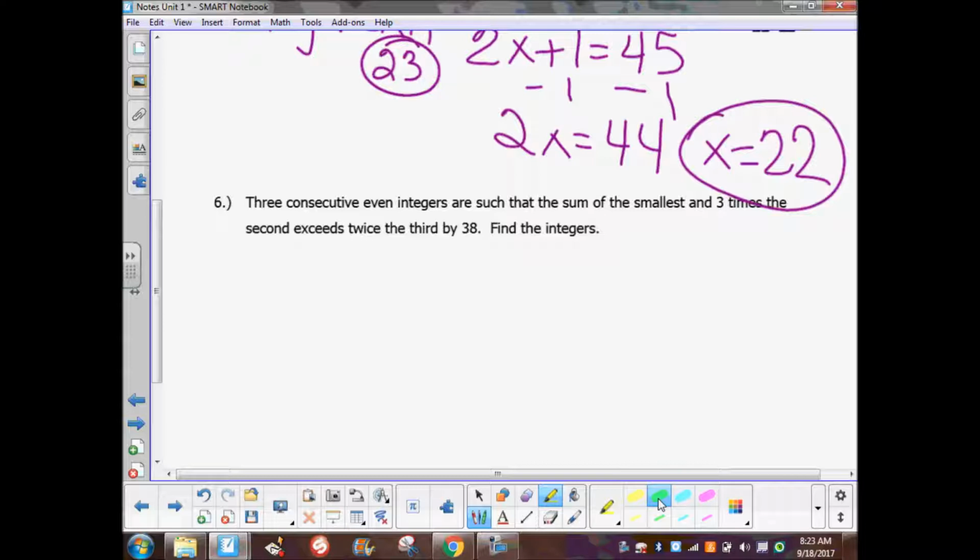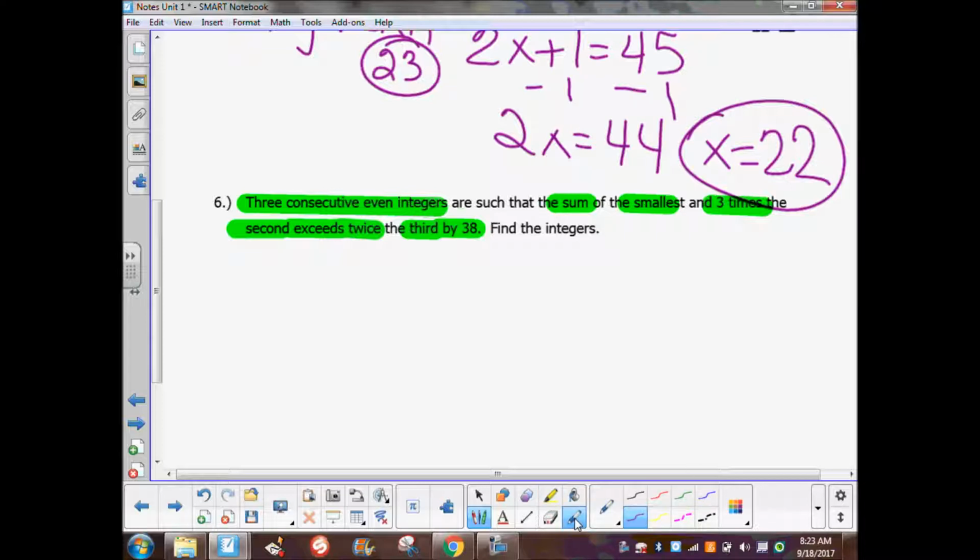Highlight. Whoa. 3 consecutive even integers. 3 numbers, consecutive even integers. Such that the sum of the smallest and 3 times the second exceeds, holy smoke, twice the third by 38. Find the integers.